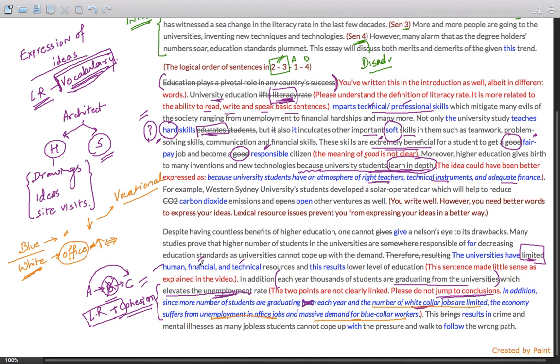So there are vacancies on one hand, and there is unemployment on the other. So here it is unemployment, and here you have vacancies available. Not enough people applying for these jobs. So this is my take on this essay.